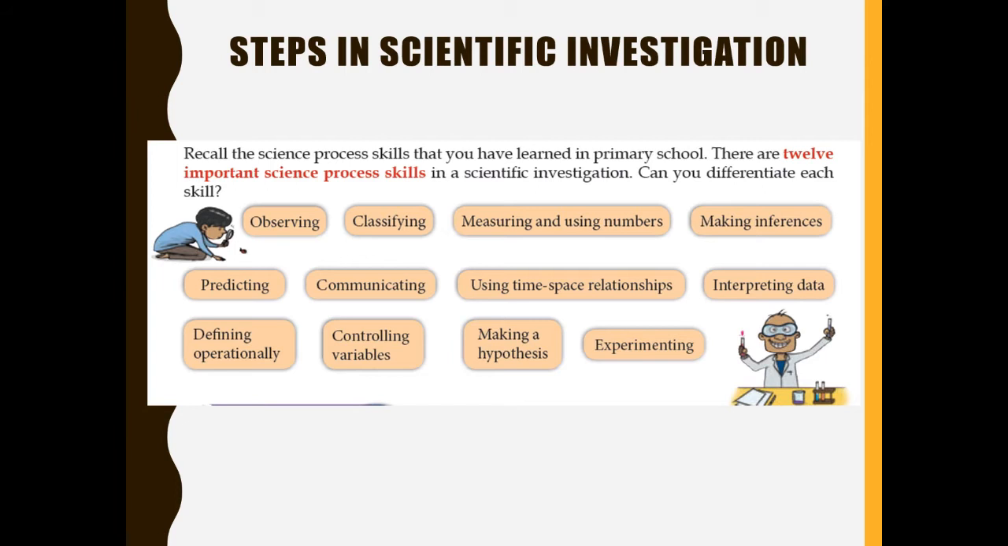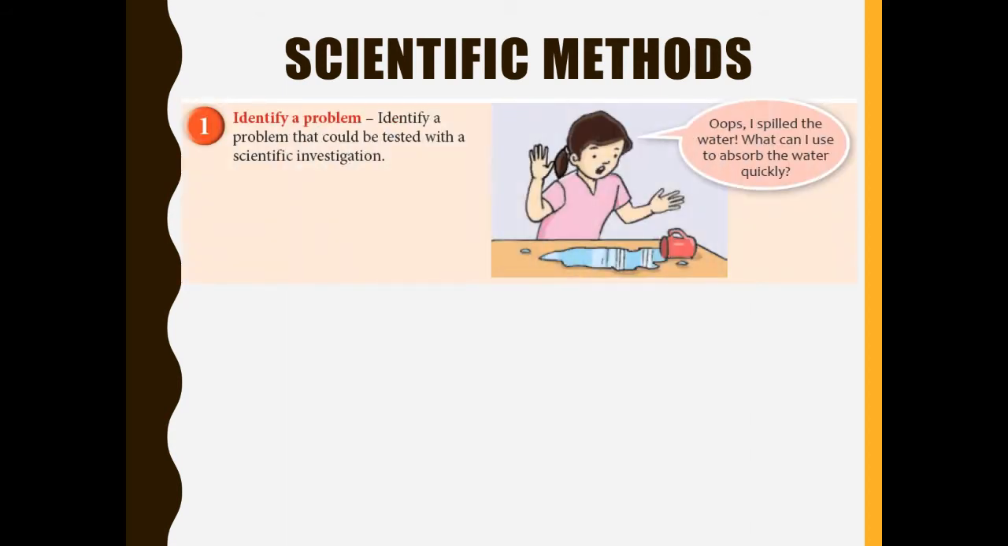We have observing, classifying, measuring and using numbers, making inference, predicting, communicating, using time-space relationship, interpreting data, defining operationally, controlling variables, making a hypothesis, and experimenting. Scientific methods. First, identify a problem. Identify a problem that could be tested with a scientific investigation.